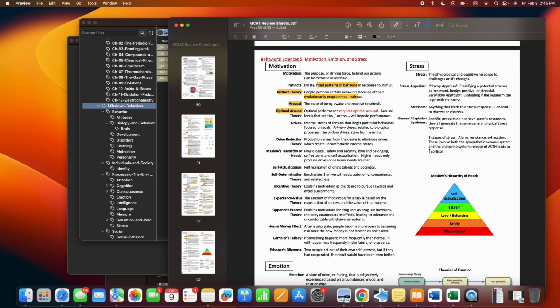So these arousals that are too high or too low will impede performance. Drives are internal states of tension that beget particular behaviors focused on goals. Primary drives are related to biological processes, and secondary drives stem from learning. So we have secondary drives, learning, primary drives, biological, and they are internal states of tension that beget particular behaviors focused on goals.